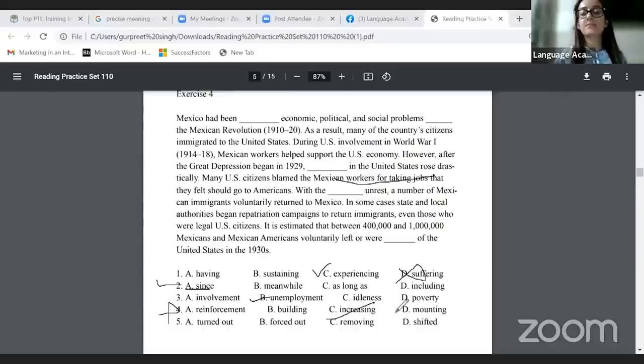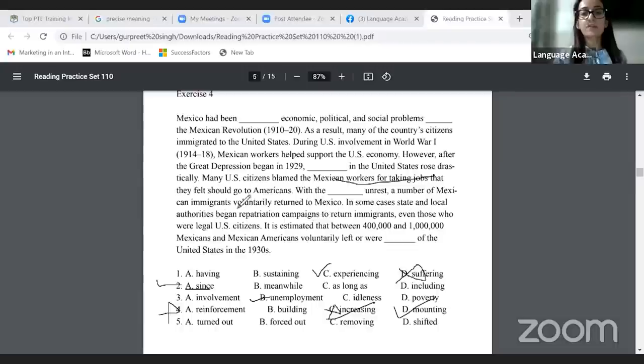The right answer is mounting, because mounting is the same as increasing, but mounting is used with abstract things. Like you say mounting pressure, because you cannot count pressure. So you can say with the mounting pressure of work, I have decided to resign. So it means with the increasing pressure of work on you. The same way unrest is something which is instability, so that cannot be counted. So you will go with mounting unrest, with increasing unrest.